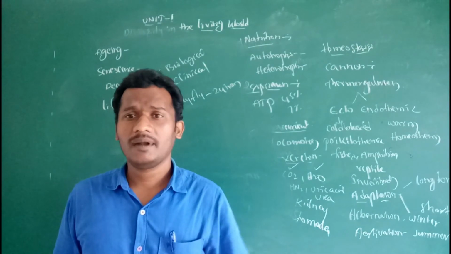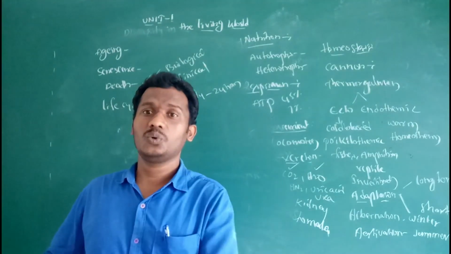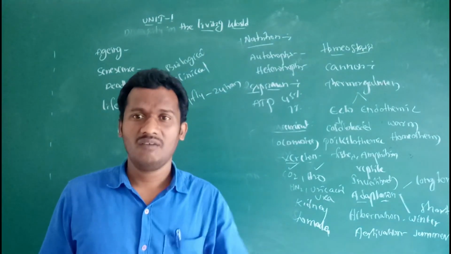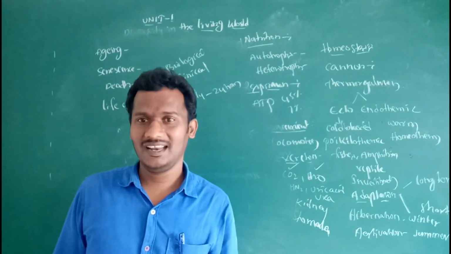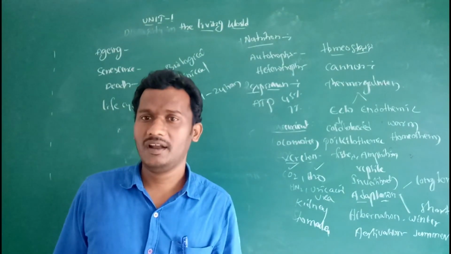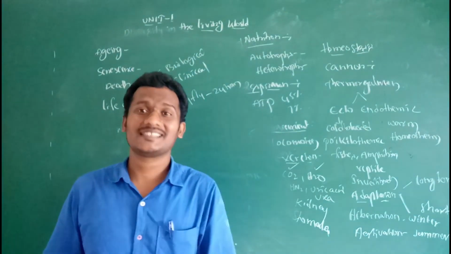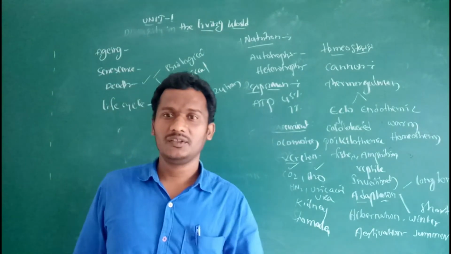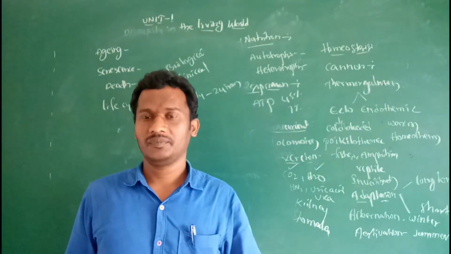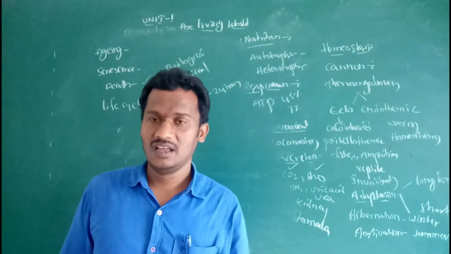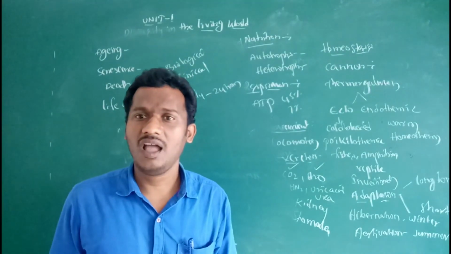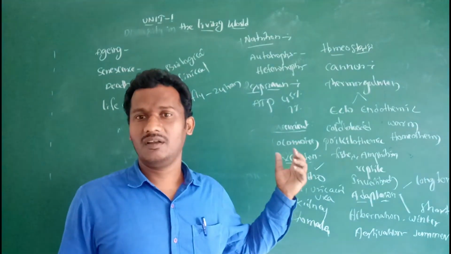Next one, peepal tree, 2000 to 3000 years. Ficus bengalensis, banyan tree, 200 to 300 years. Then Pinus longeva, nearly 5000 years. Then Sequoia sempervirens, also hundreds of years. So that is the life cycle of organisms.